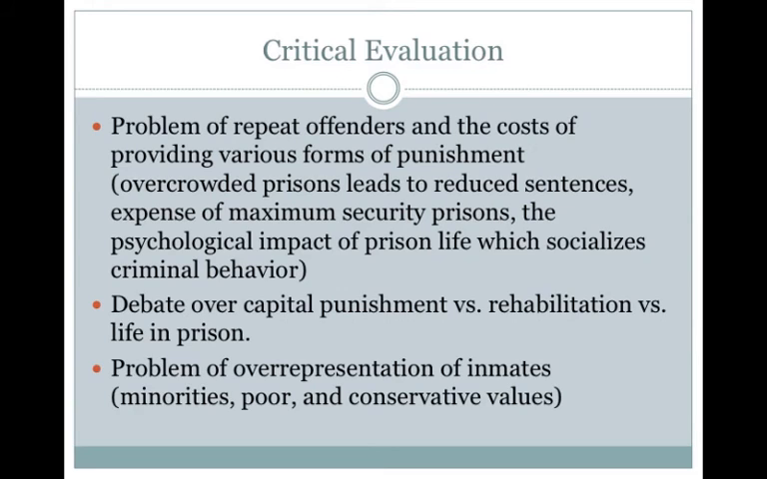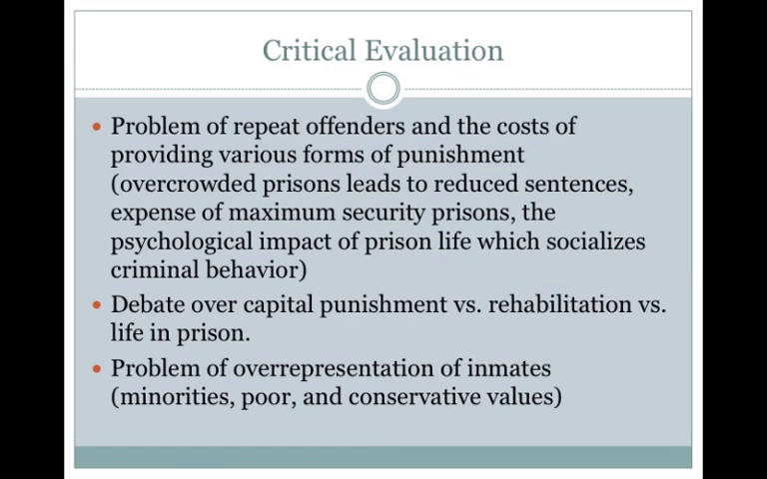And then the last point of critical evaluation is overrepresentation of inmates. So what you'll find in prisons is mostly men, right? Minorities, and people who come from poor backgrounds, and people who typically have more conservative values. So how do we justify that? Our criminal justice system is not objective, in that it does tend to prey on certain populations within society, and how can we correct for that?